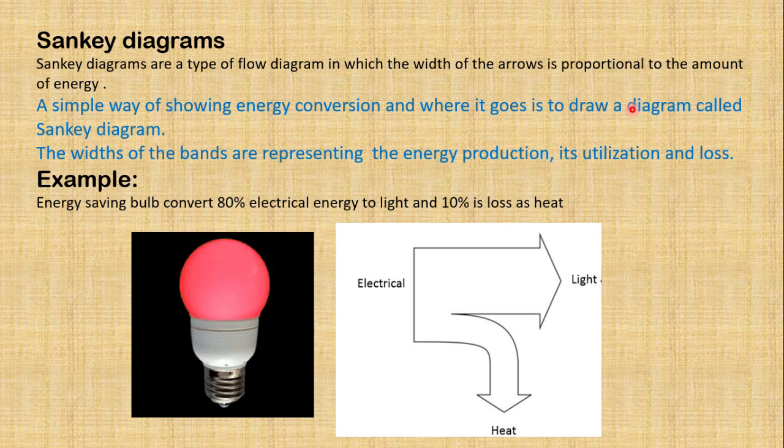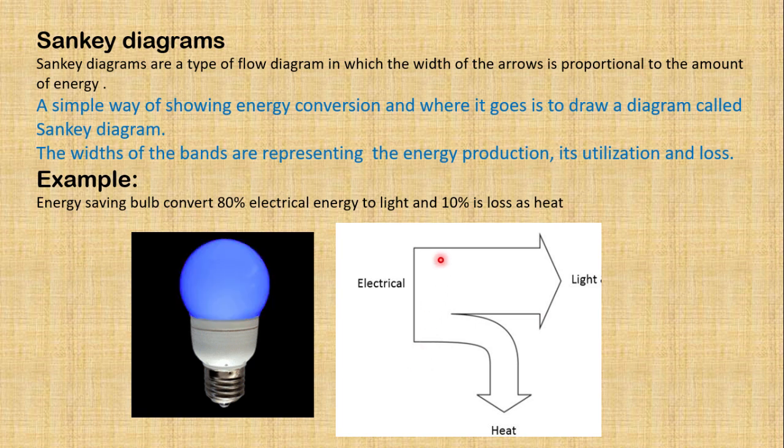Now we will see the Sankey diagram. What is the Sankey diagram? We have discussed the energy conversion or energy transformation. This energy transformation can be simply represented by drawing a diagram. That is named as Sankey diagram on the name of a scientist. Sankey diagrams are a type of flow diagram in which the width of the arrow is proportional to the amount of energy.